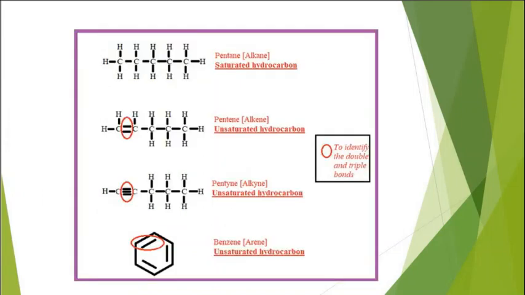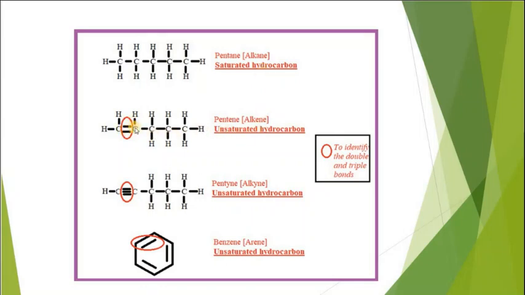In the next slide, I am showing you some categories of compounds. In this slide, various structures of pentanes are being shown to you. Pentane is a 5-carbon compound. When pentane has all single bonds between carbon atoms and hydrogens, it is called pentane, and it is an alkane, which is a saturated hydrocarbon.